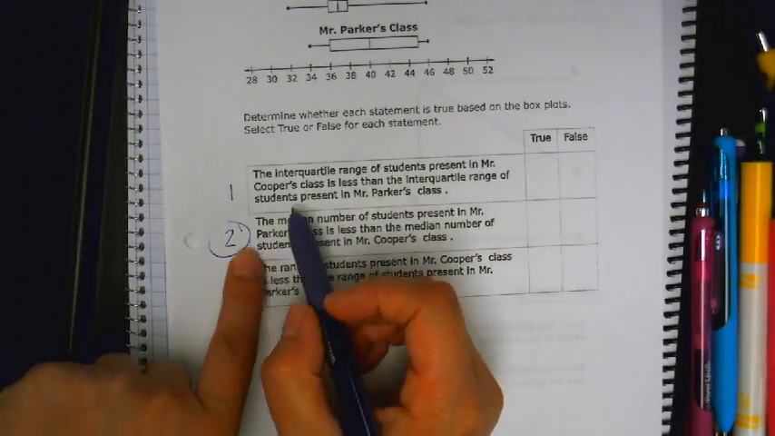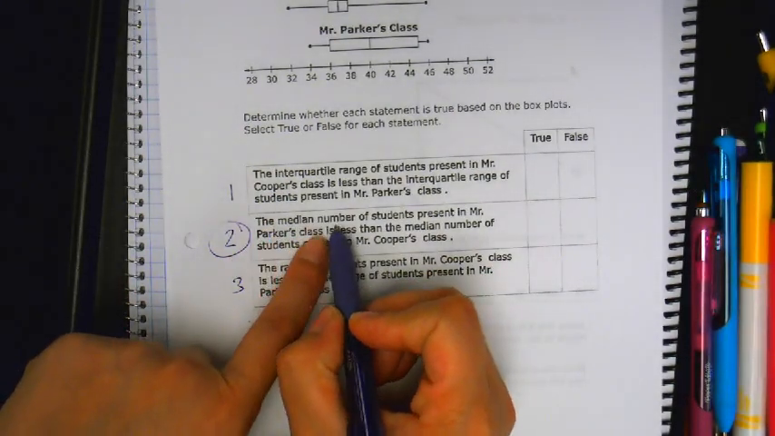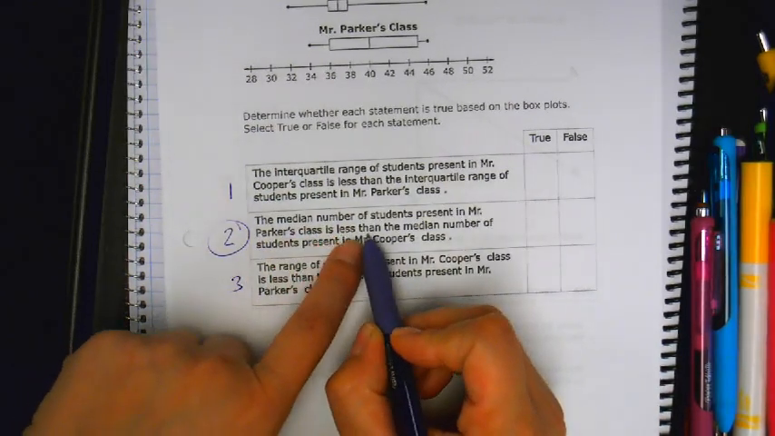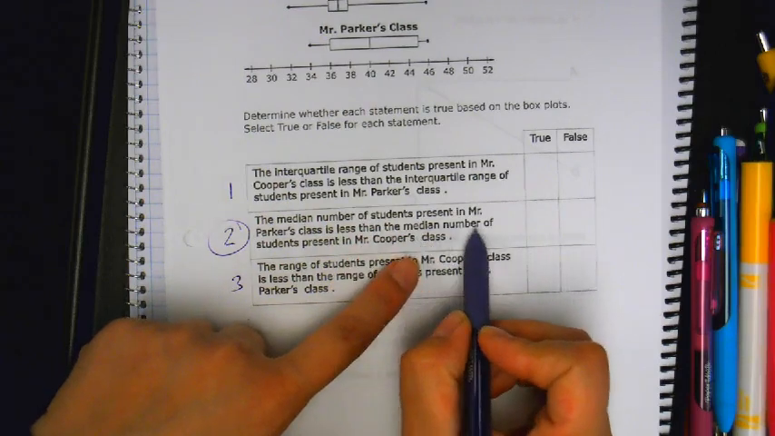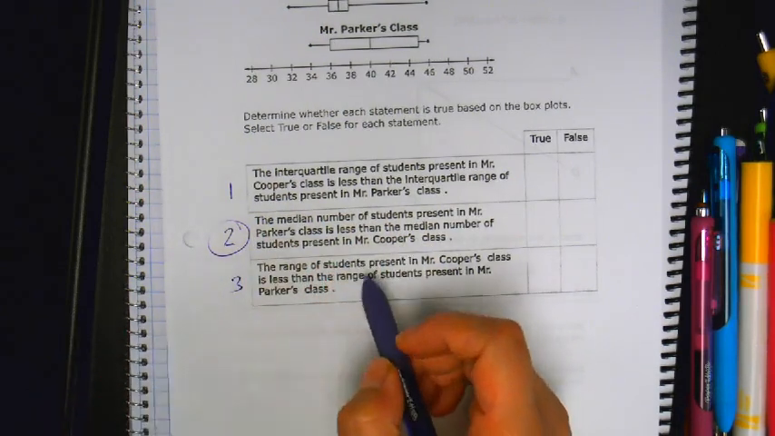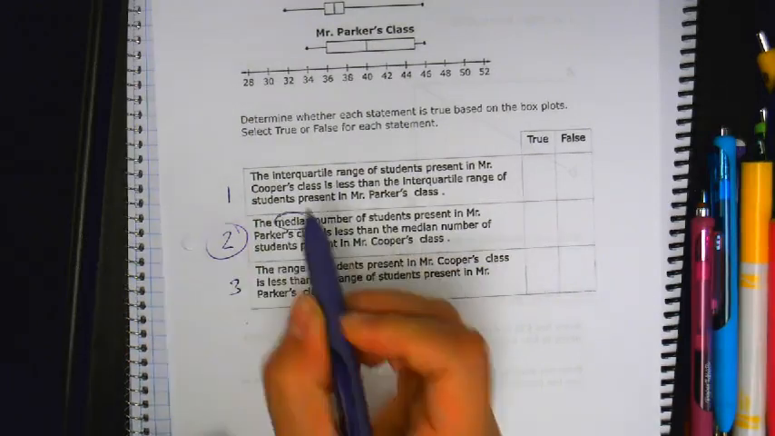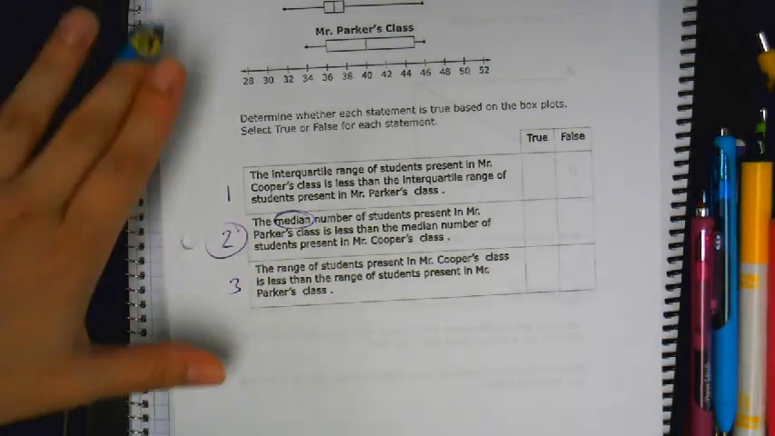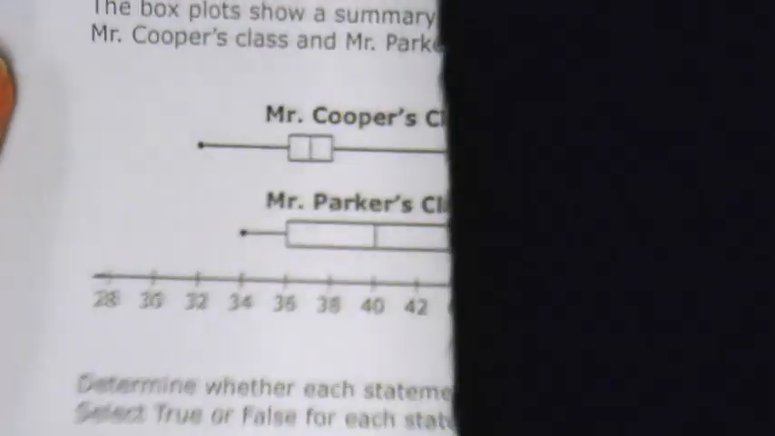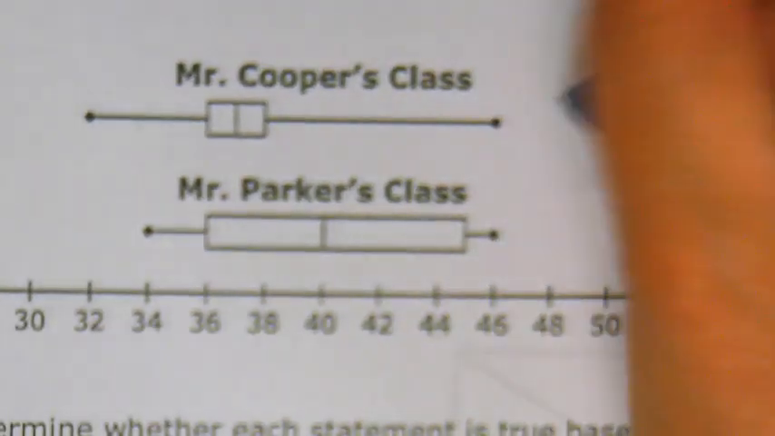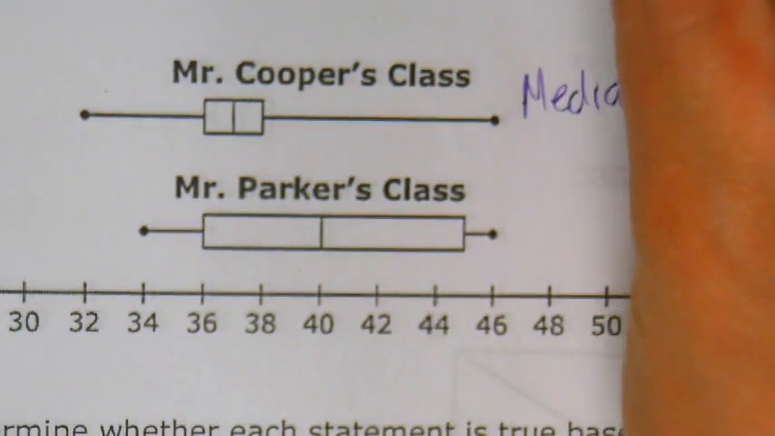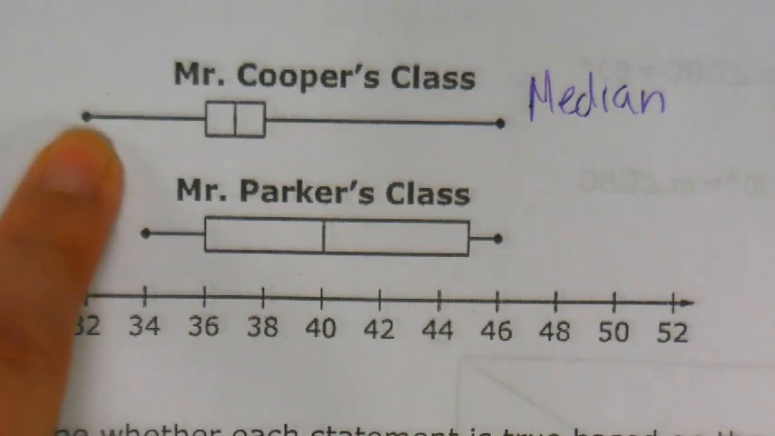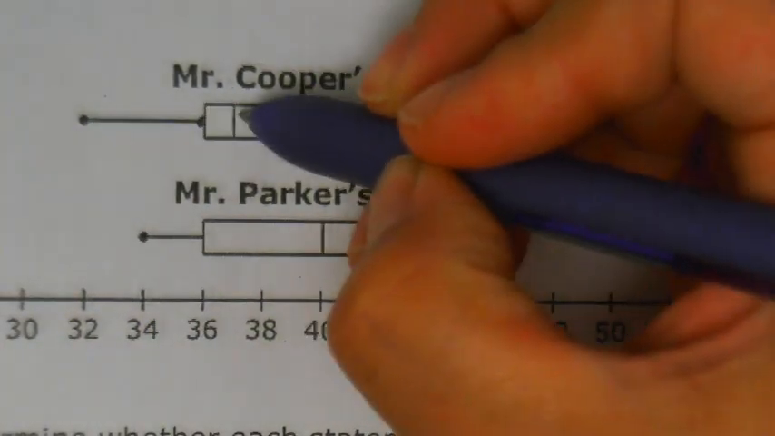Okay, let's read number 2. The median number of students present in Mr. Parker's class is less than the median number of students in Mr. Cooper's class. So, we're going to compare the medians. Which finger is that? The middle finger. So, the third dot. Let's look at Mr. Cooper's median. He doesn't have any. Wait. So, here's my first dot, here's the second dot, here's the third dot.